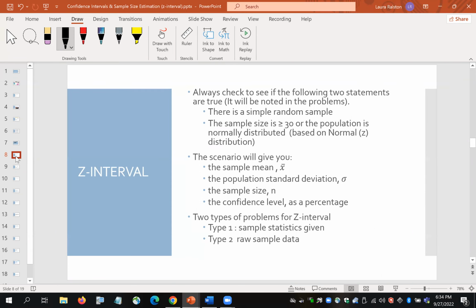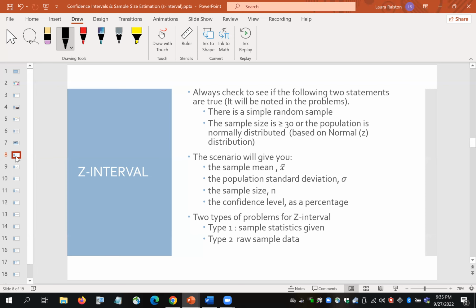Okay, so we check for those two conditions. Again, we assume that those two conditions are met in the scenarios that we're going to be looking at. It's important that you read the scenario from beginning to end, paying very close attention to the information that you're given.